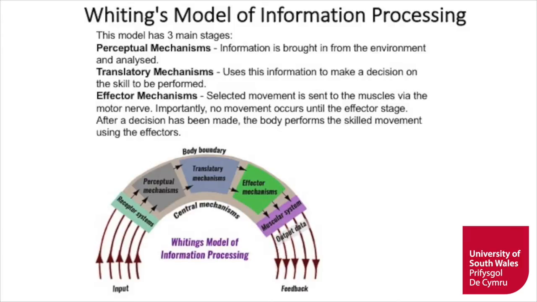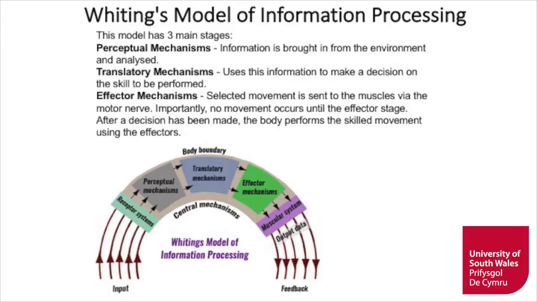So taking this kind of information processing into a theoretical context, the model completed by Whiting is basically what I've just gone over. And there's three main stages. It's the perceptual mechanisms, which is where information is brought in from the environment and analysed. The translatory mechanisms, this uses the information to make a decision on the skill to be performed. The effector mechanisms, this is where selective movement is sent to the muscles via the motor nerve.